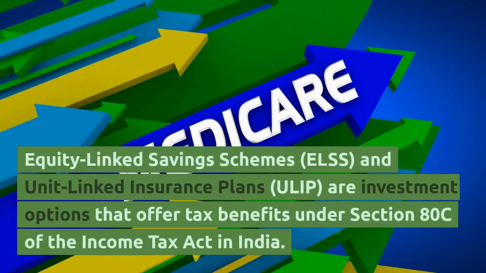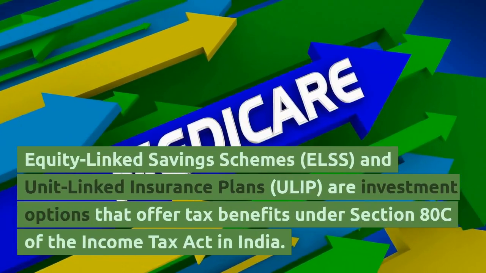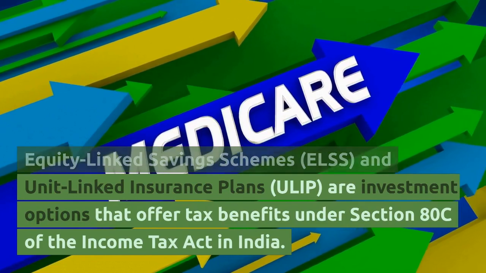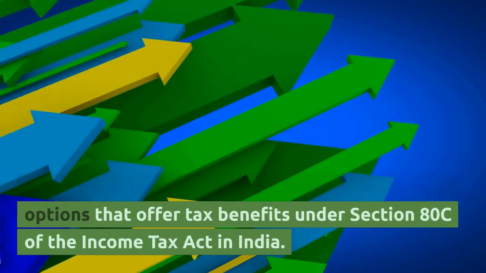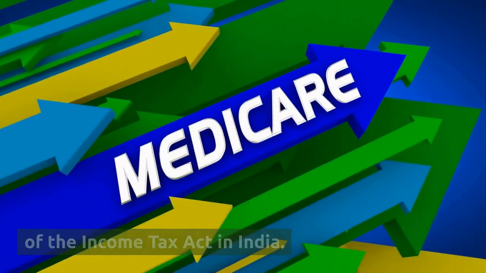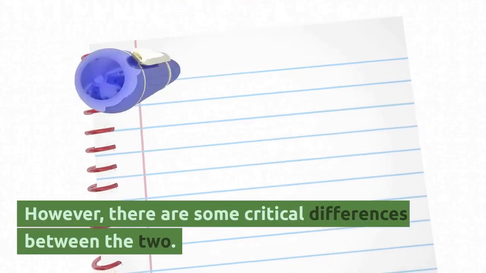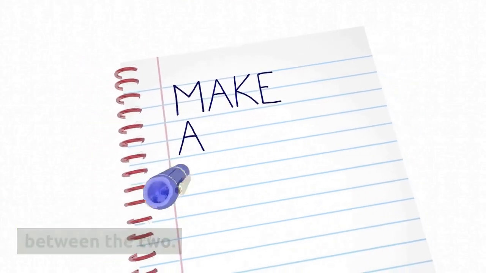Equity-linked savings schemes (ELSS) and unit-linked insurance plans (ULIP) are investment options that offer tax benefits under Section 80C of the Income Tax Act in India. However, there are some critical differences between the two.